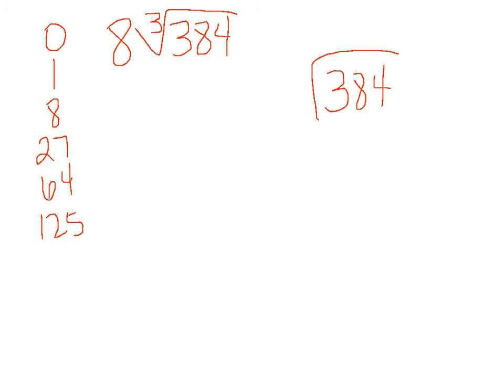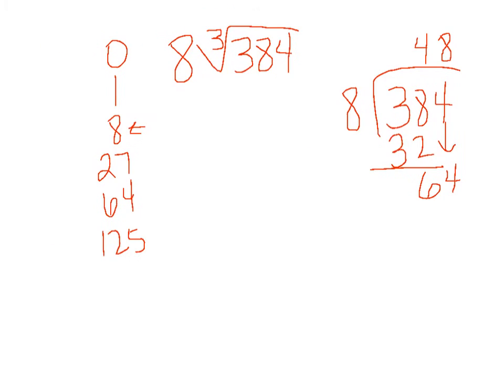But it looks like I could probably divide 384 by 8. So I'm going to start there with my factor cake. 8 goes into 38 4 times. 8 times 4 is 32. 38 minus 32 is 6. 3 minus 3 is 0. And if I bring down my 4, 8 goes into 64 8 times. So it does divide evenly.